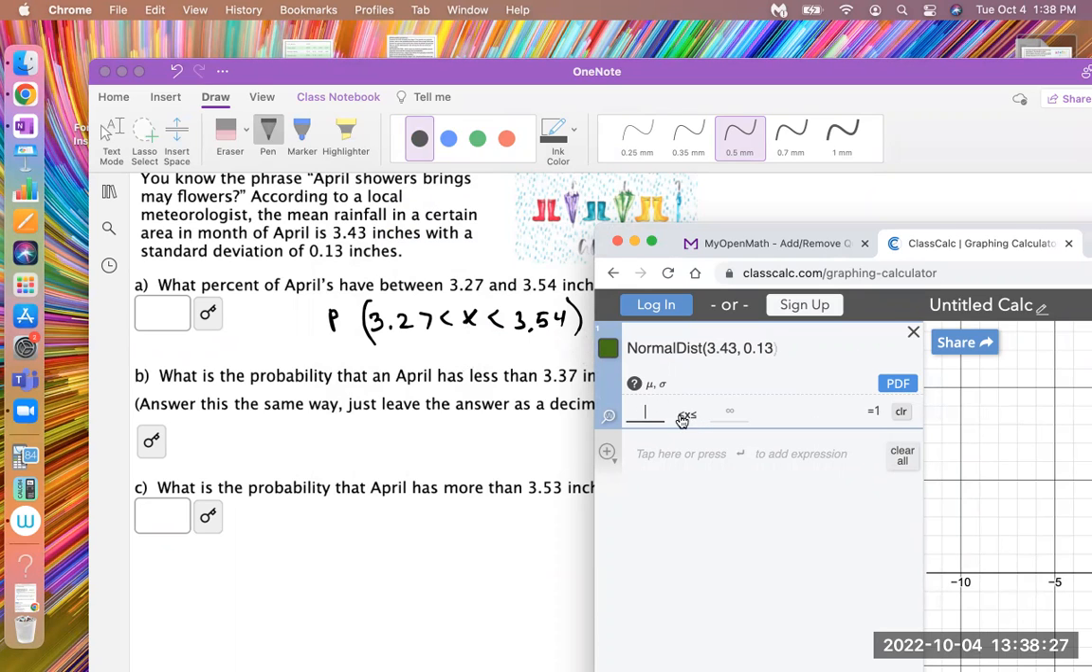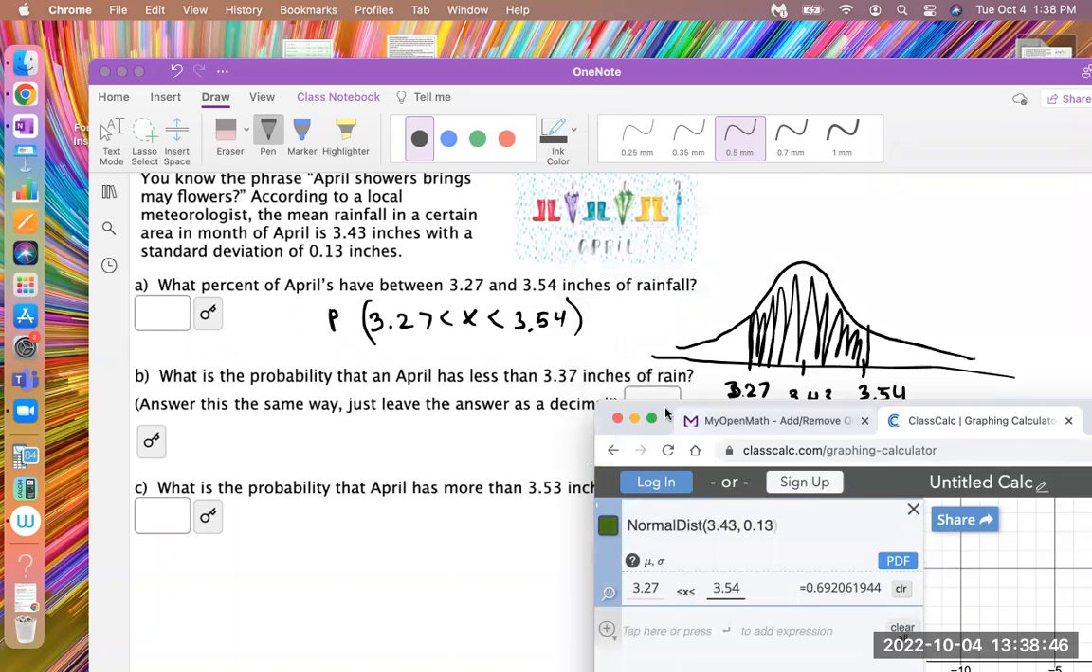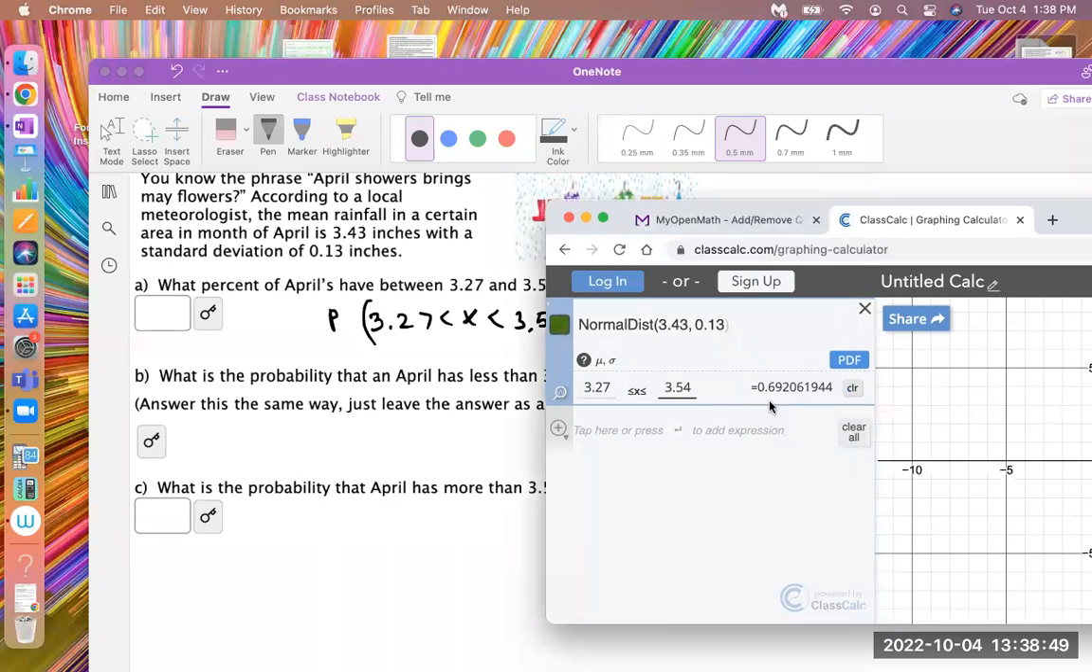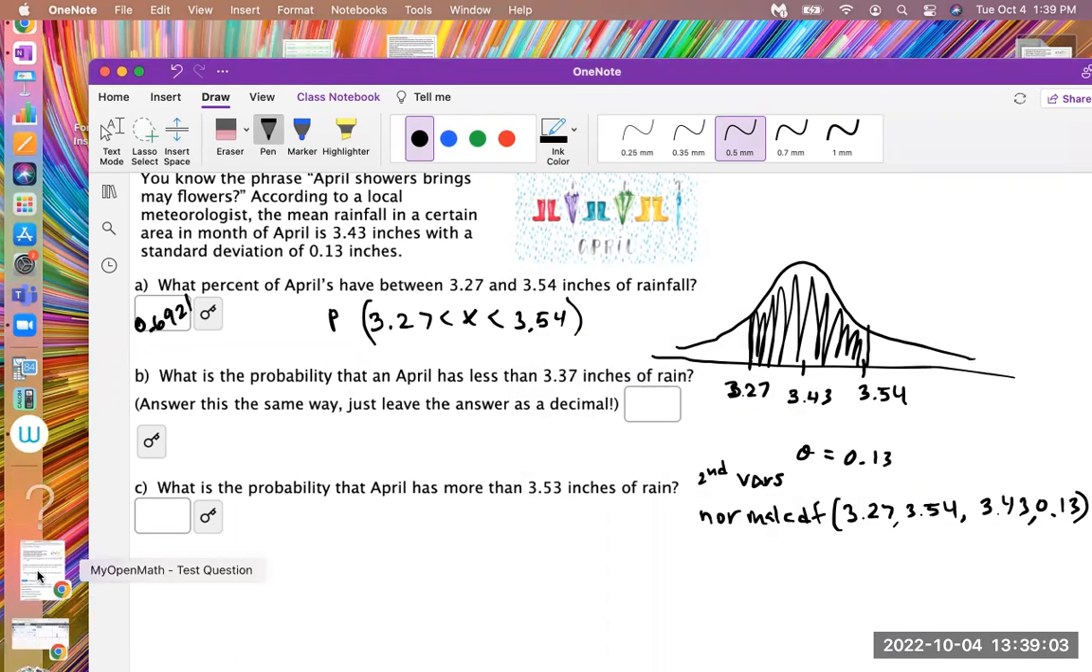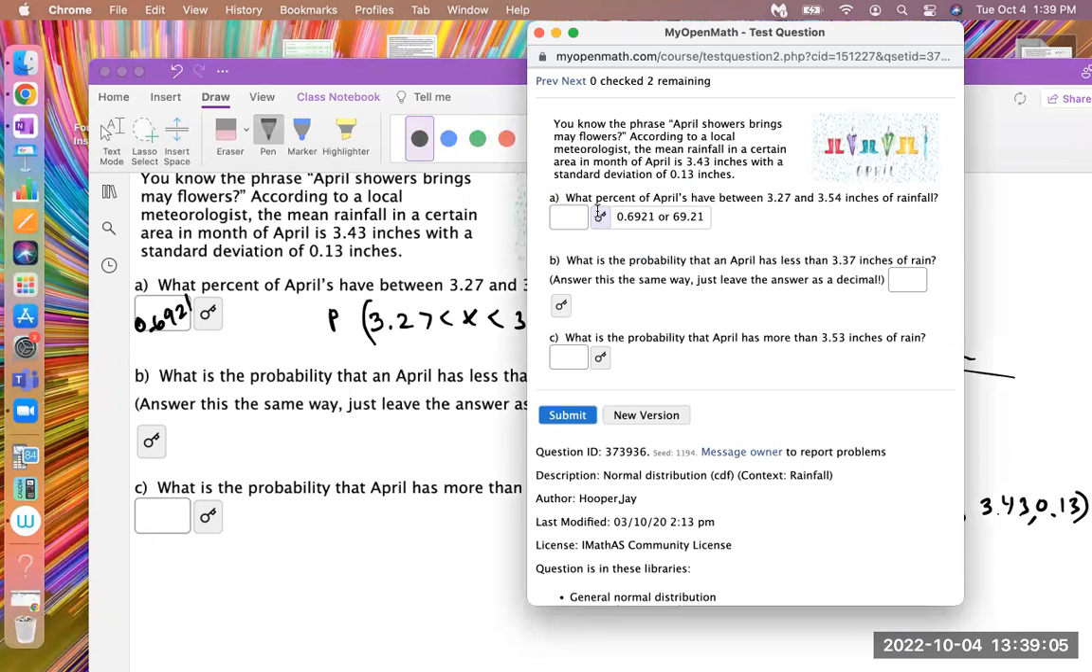And then I just input the 3.27 and the 3.54. And there's my answer, 0.692. They didn't tell us how many decimal places, I think. It's probably a good habit to put at least four decimal places of accuracy, so 0.6921. Let me just double check that was actually, yep, that's what they wanted.